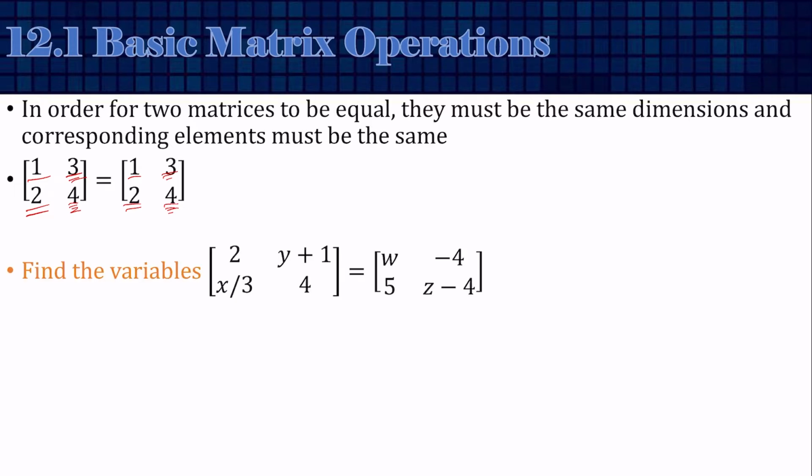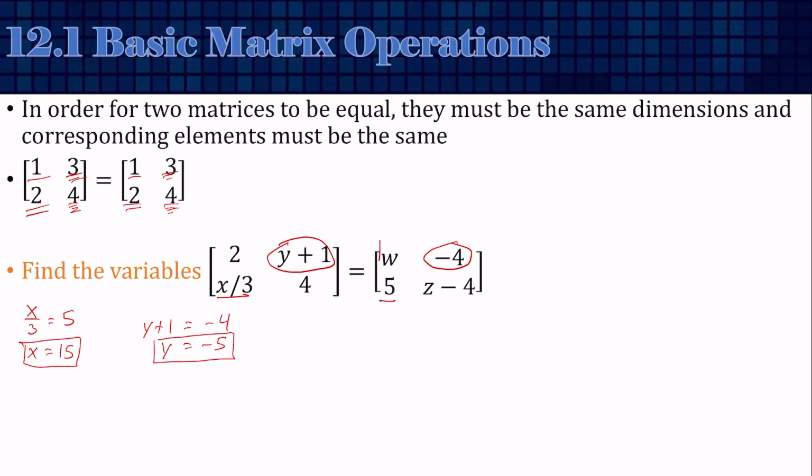So, find the value of these variables. Well, if we start with x, we'll have x divided by 3 is the same as 5. So x would be 15. If we look at y, y is in the top right. It equals the top right. So y plus 1 equals negative 4. So y would be negative 5.